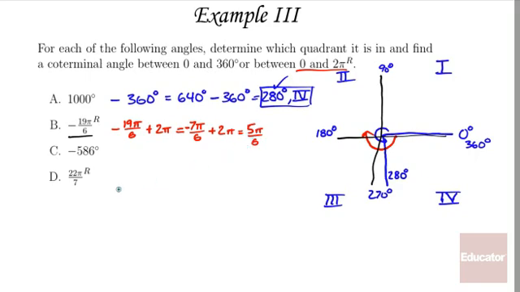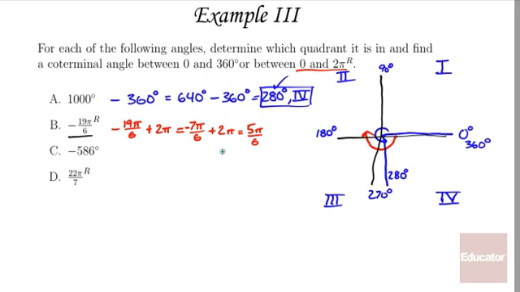So the trick with finding these coterminal angles: with degrees, it was just a matter of adding or subtracting 360 degrees at a time. With radians, it's a matter of adding or subtracting 2 pi radians at a time, because remember, 2 pi is a whole circle. So we end up with 5 pi over 6. That is between 0 and 2 pi, so we're done with that part.